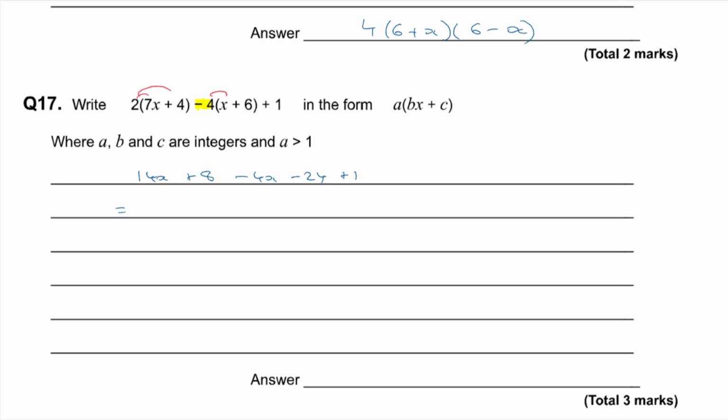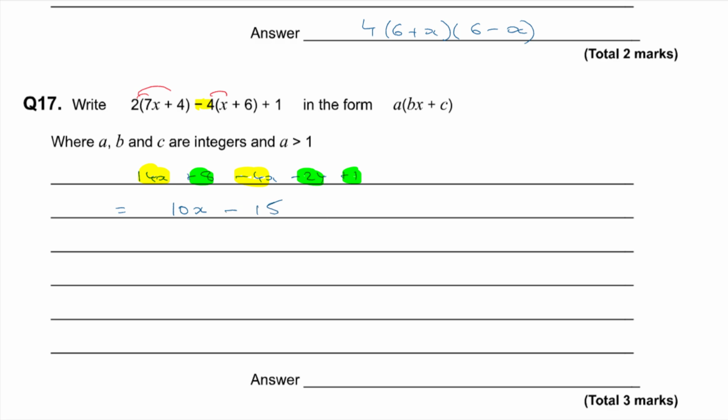Okay, so collecting like terms, what have I got? I've got a term in x there and in x there. So 14x minus 4x, that gives me 10x. And I've got an 8, a minus 24, and a plus 1. So 8 plus 1 is 9. 9 from 24 would be 15. So it's going to be minus 15, isn't it?